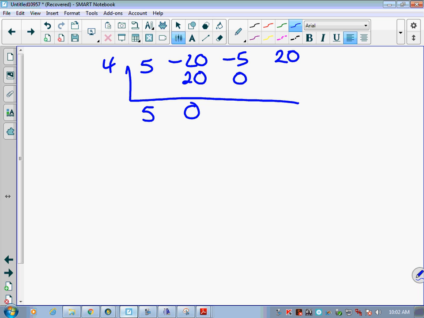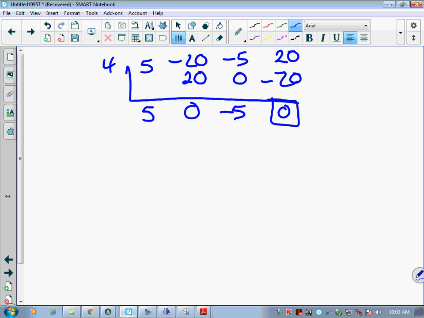Okay, what's negative 5 plus 0? Negative 5. What's 4 times negative 5? Negative 20. Okay, what's 20 plus negative 20? 0. Is 0 the remainder? So is x minus 4 a factor? Yes. Okay, that is my remainder theorem, right? Okay, very good. So we understand that because there's no remainder.